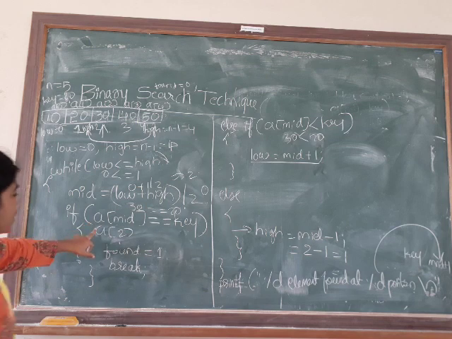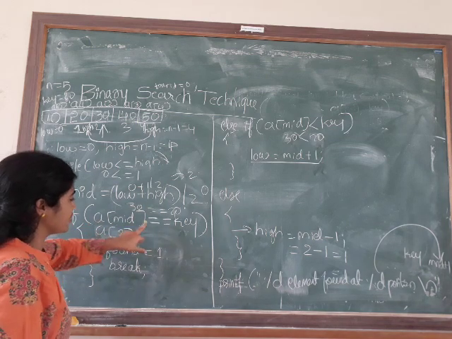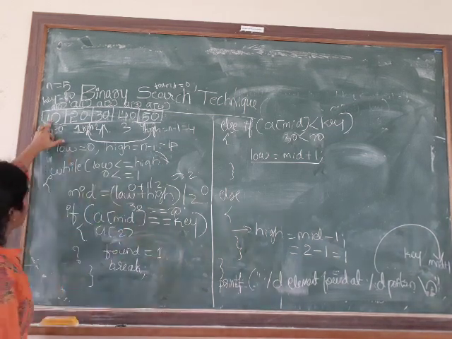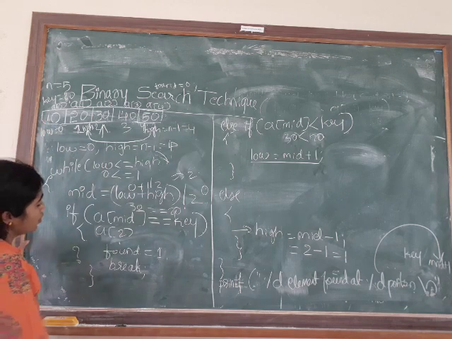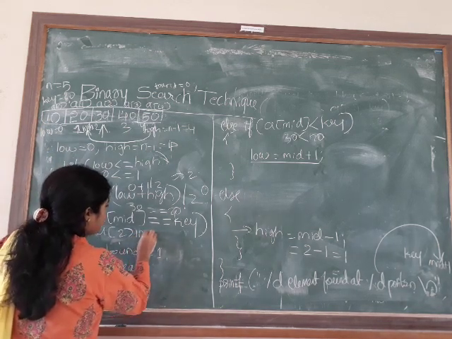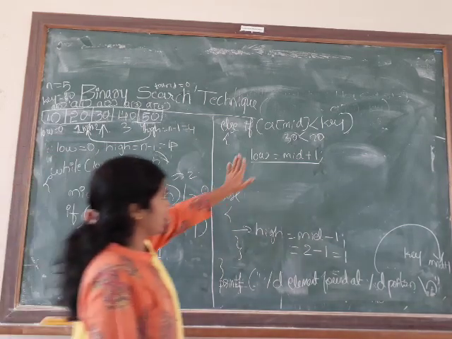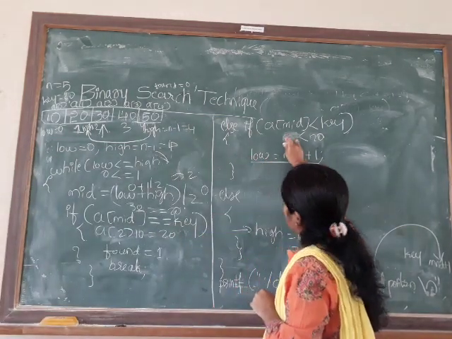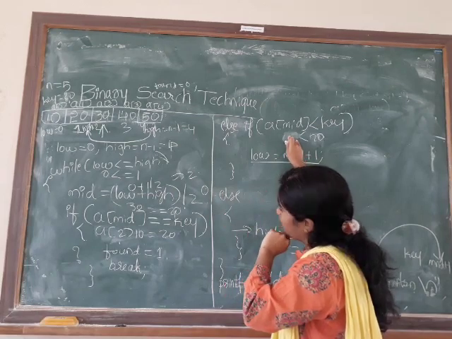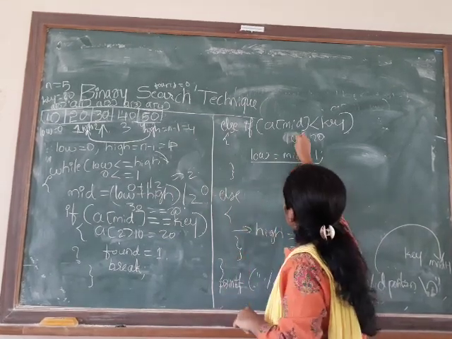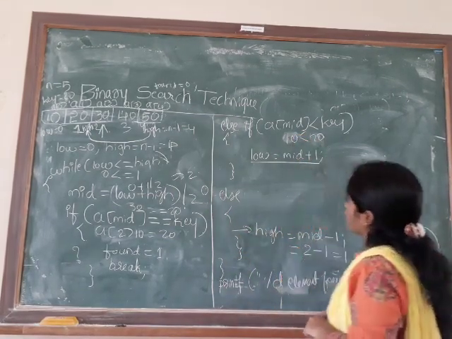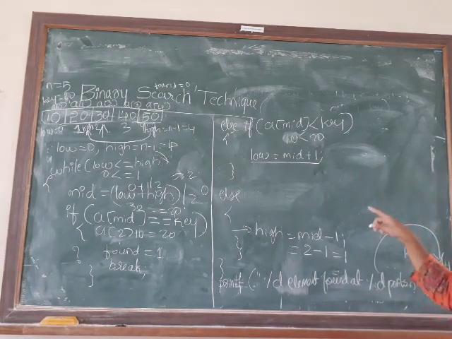Next to that is A of mid. A of mid is equal to key? What is A of 0? 10. So, 10 is equal to 20, true or false? False. As it is false, it will come here. A of mid. What is A of mid? The new value of A of mid, that is A of 0, that is 10. 10 less than 20, true or false? Yes, it is true. As it is true, it will come.